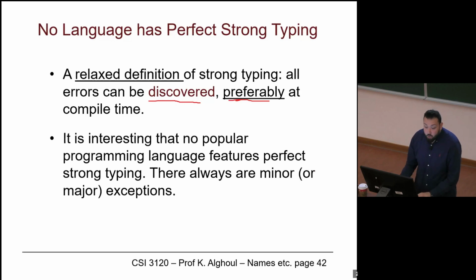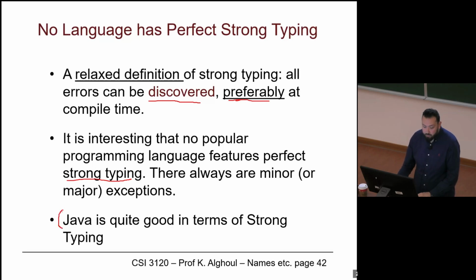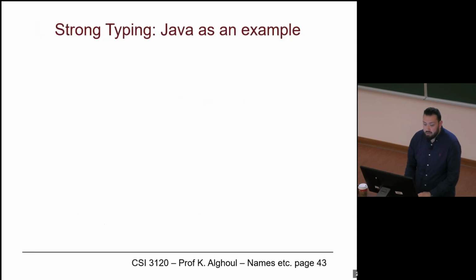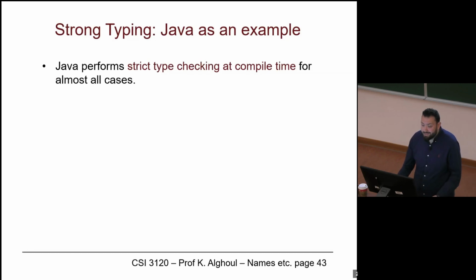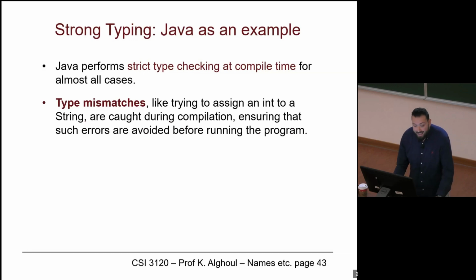As we said, it's interesting that no popular programming language features perfect strong typing, but one of the languages that has good strong typing is Java. Let's take another example about strong typing. Java performs strict type checking at compile time for almost all cases. It catches type mismatches. This is part of the strict typing. Like trying to assign an int to a string, this is of course not going to work.